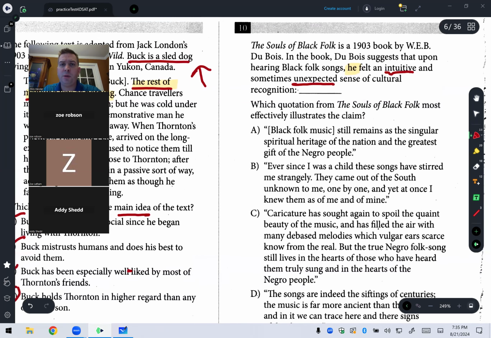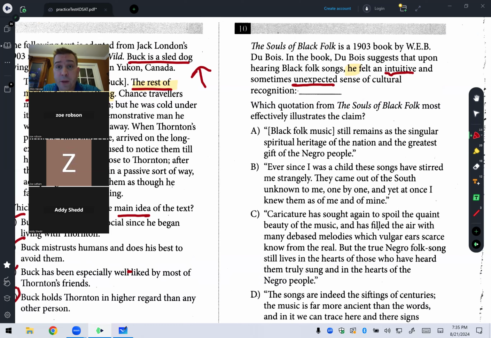Yeah, W.E.B. Du Bois, great poet, by the way. All right, in the book, Du Bois suggests that upon hearing Black folk songs, he felt an intuitive and sometimes unexpected sense of cultural recognition. Which quotation from The Souls of Black Folk most effectively illustrates the claim?